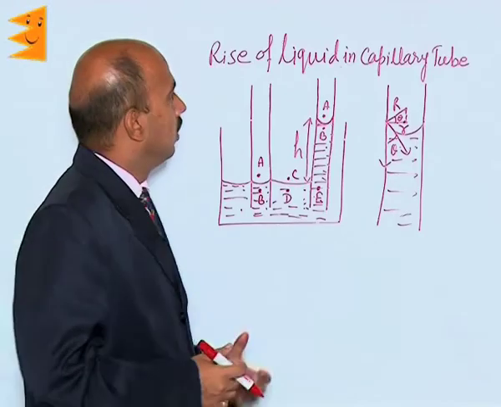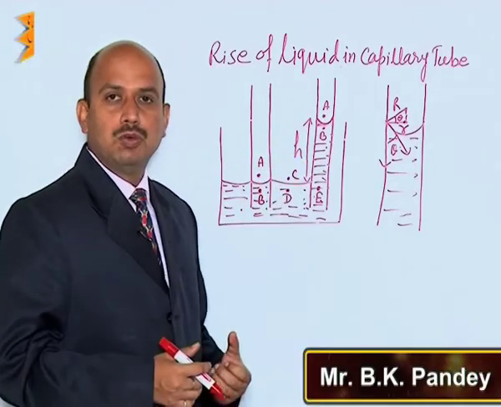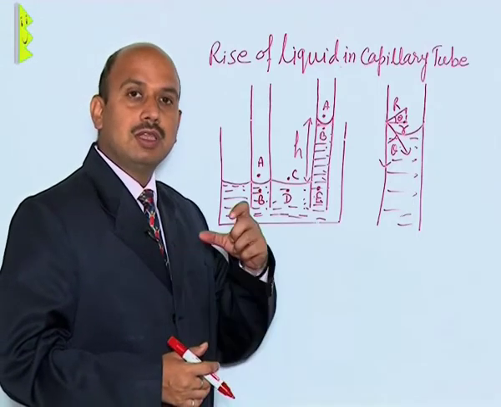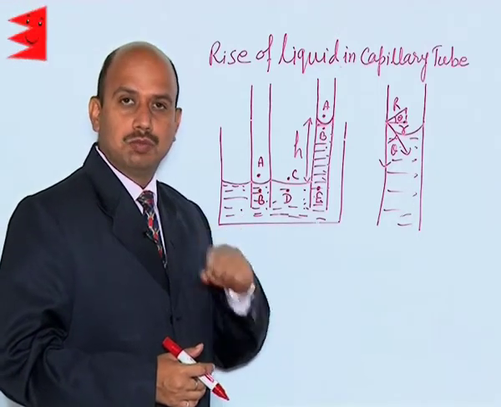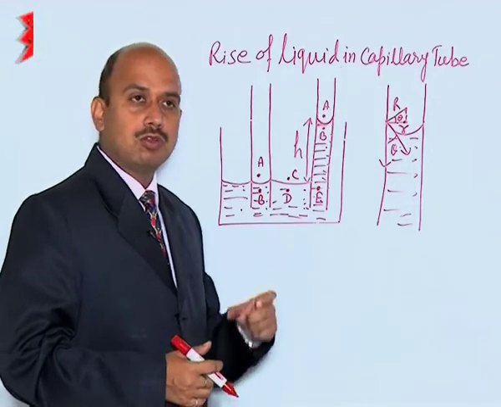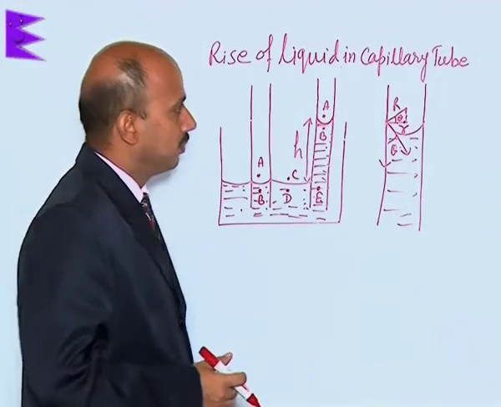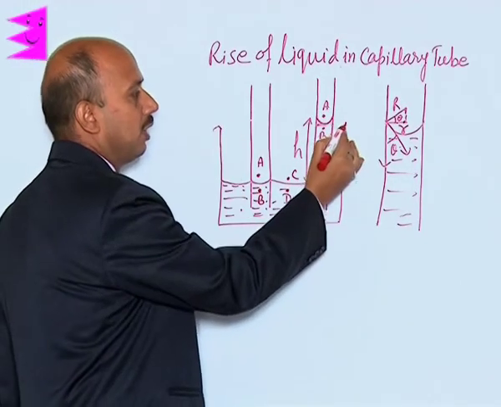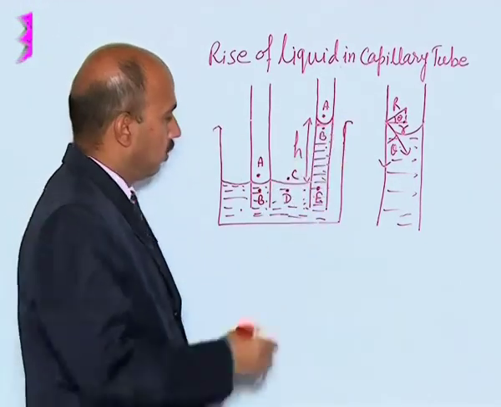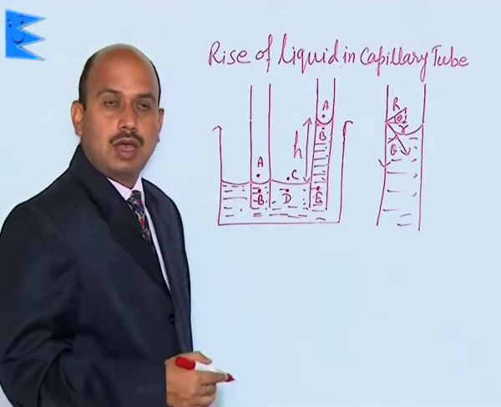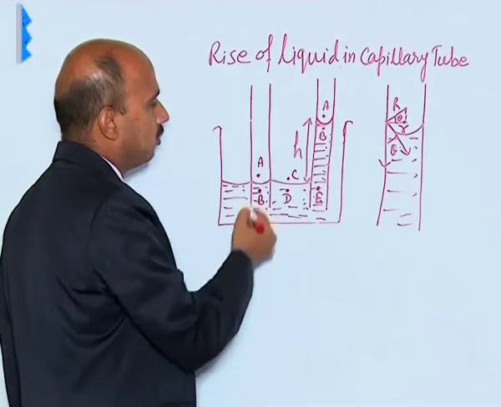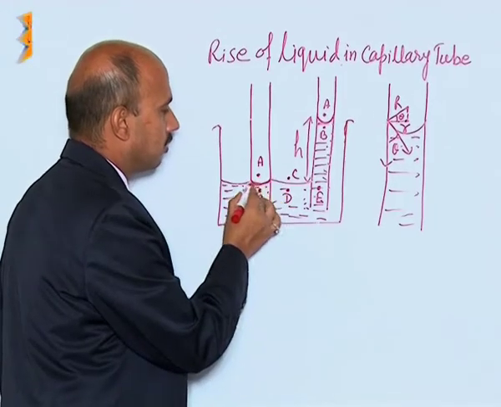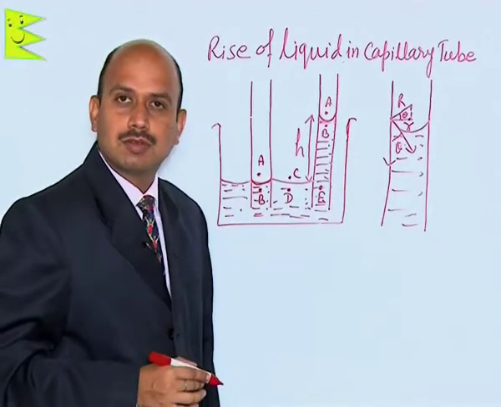Now see here, rise of liquid in a capillary tube. So actually we are going to derive the formula for the height through which liquid rises in a capillary tube, and this formula is also known as the ascent formula. Now see here, in this beaker I have taken water, and when a capillary tube is put into this, the surface of water is like this, that is a concave surface.